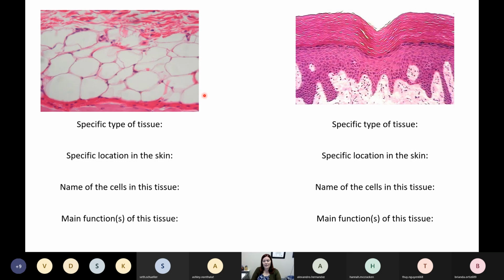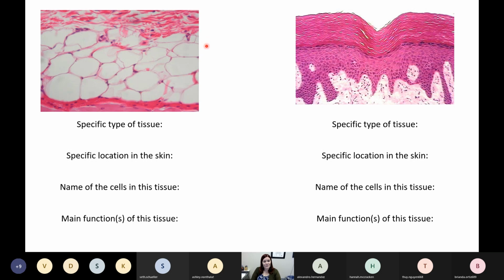Adipose tissue is found in the part of the skin called the hypodermis. Some of the other places you learned for lab that we found adipose tissue is around organs. This is the kind of tissue that prevents heat loss. It cushions our organs. Adipose loose connective tissue, part of the skin.